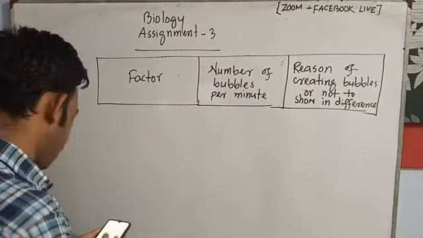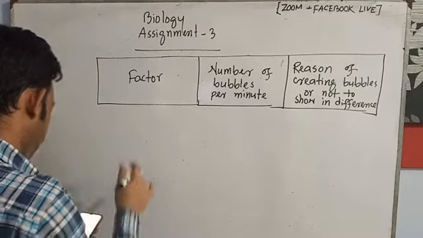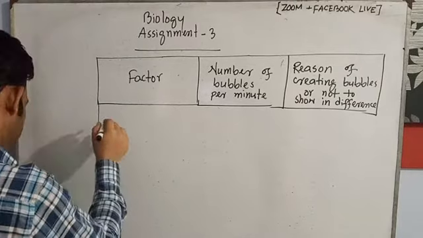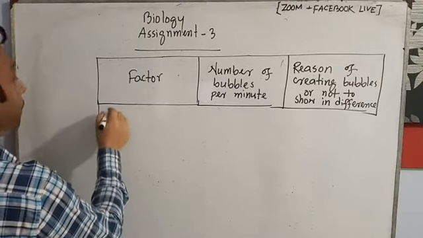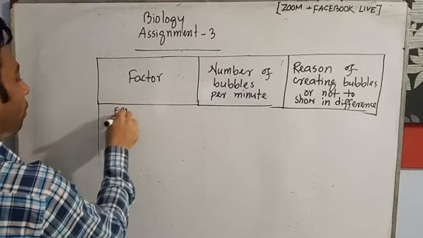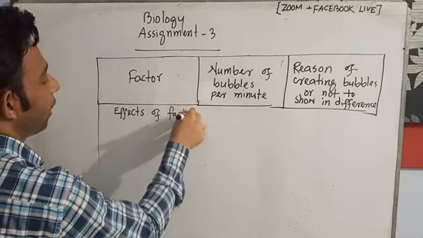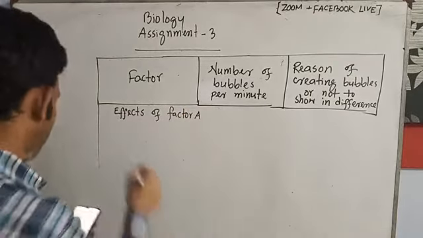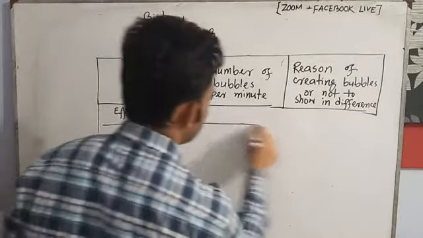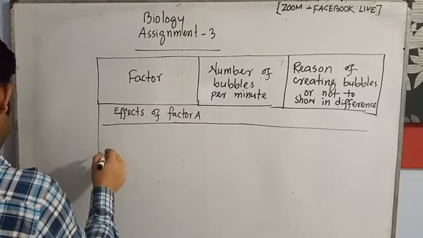Then after the chart, what is the chart? First one, it is given: effects of factor A. Effects of factor A. What is the factor given in this case? We don't know yet what the assignment is going through in this one, but we will try to understand.